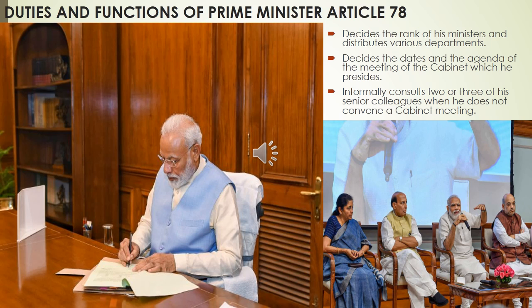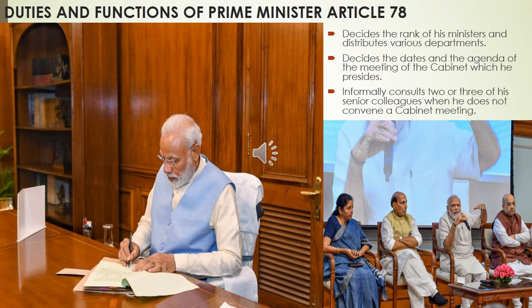So say for example, who are the close colleagues of our Prime Minister Modi? Amit Shah. Often he discusses some serious matters with his close colleague Amit Shah. That's why they say the Prime Minister informally consults two or three of his senior colleagues when he does not convene a cabinet meeting. The Prime Minister supervises the work of the various ministers.